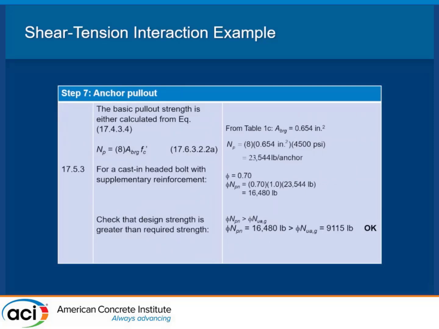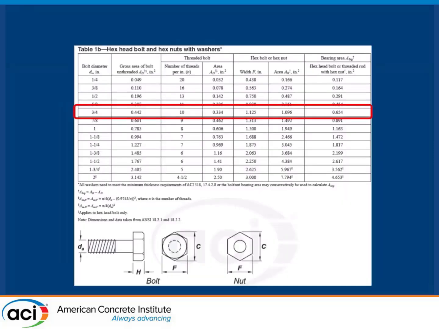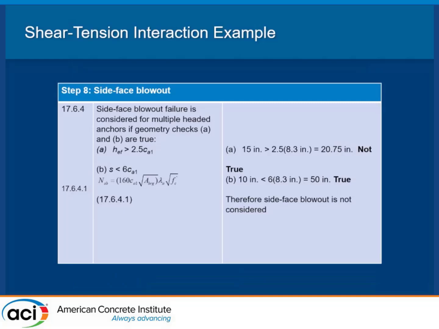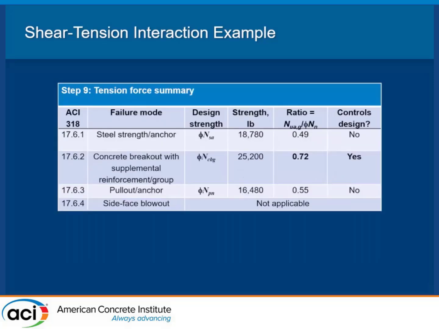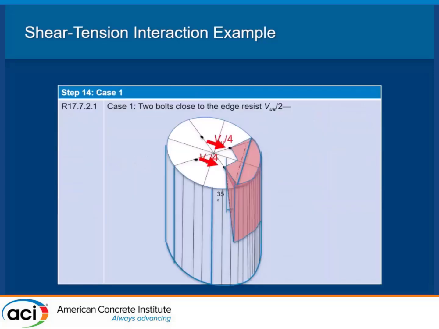They went ahead and checked anchor pullout, so they had to get the size of the nut and do all that kind of thing. They checked side face blowout. In this case, if you meet certain parameters, you don't even have to check it. A lot of people start to make these little charts. I've gone through and checked all the boxes and asked, what is my controlling mode of failure? It was breakout with supplementary reinforcement. Same thing with shear, you're going to check that.